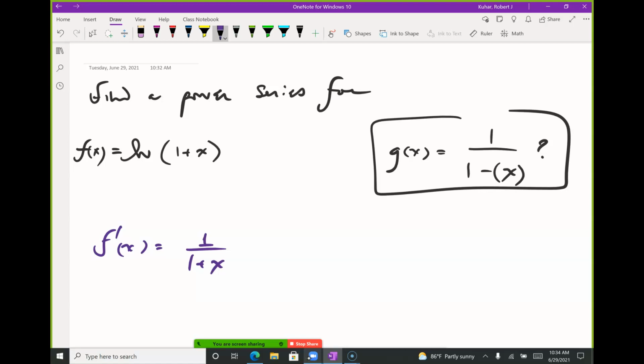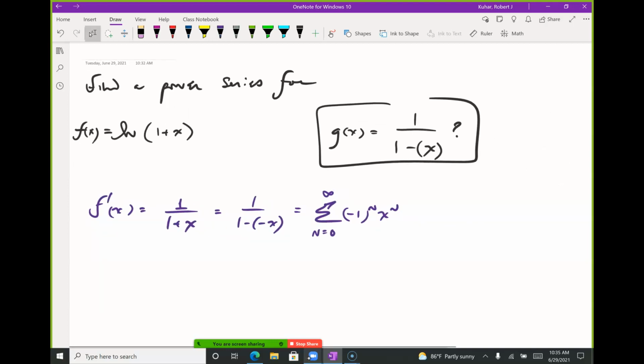But I just did this one, didn't I? This was 1 over 1 minus a negative x. And for that, I got the series from n equals 0 to infinity of negative 1 to the n, x to the n. Is that true? Remind me. I think that's what I got. Yes. And I can write this out for sure. I think I got 1 minus x plus x squared minus x cubed plus etc.